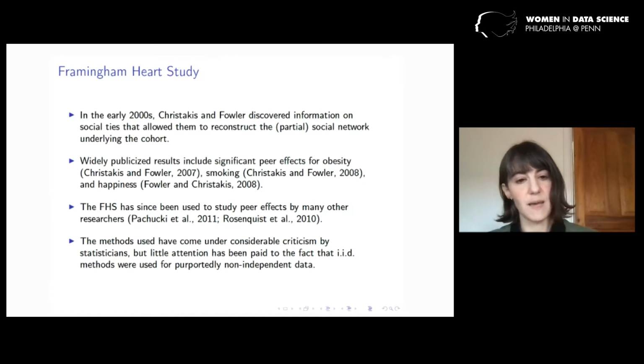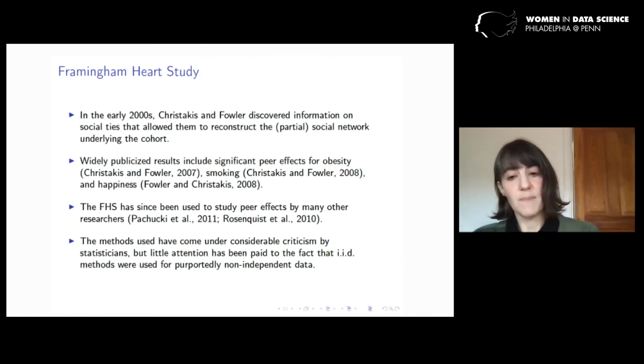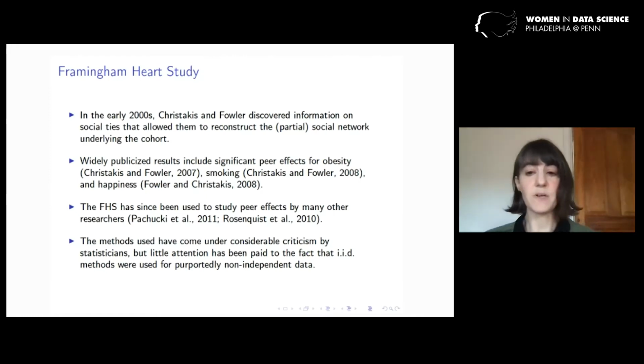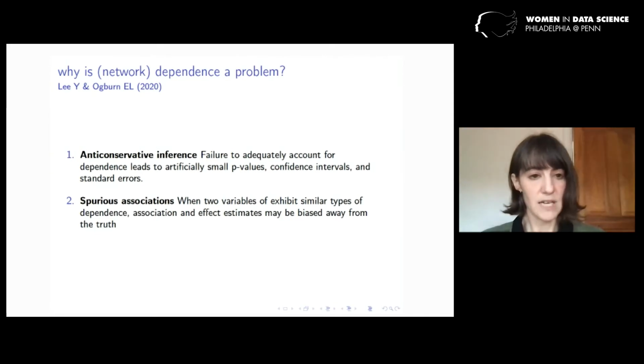Over the years since these papers started coming out, statisticians have criticized the methods for a variety of issues. But the problem that I'm most interested in has received very little attention so far, and that's the fact that the methods used in all of these papers to learn about peer effects assume, again, that the data are independent. And this is despite the fact that peer effects are themselves a form of social network dependence. So most of what I'm going to talk about comes from this paper that was led by my former student, Yu Jim.